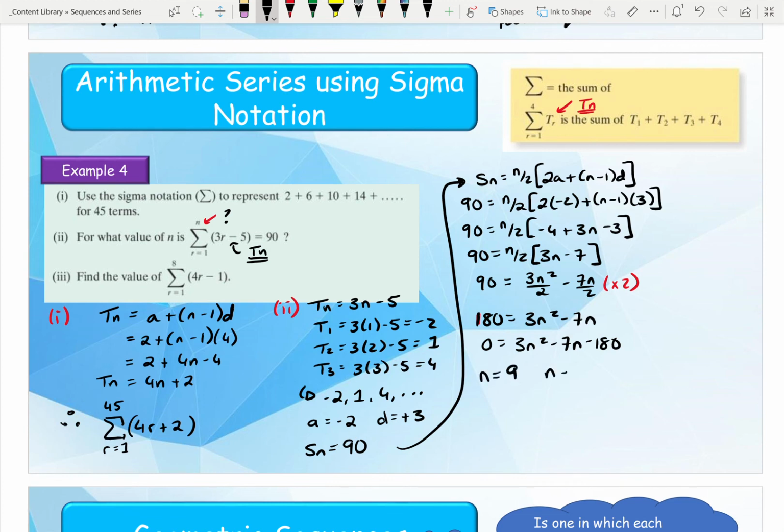And then I'm going to have the negative version, which I go back and just change the sign in between the 7 and the square root to a negative. And I get n is equal to negative 20 over 3.